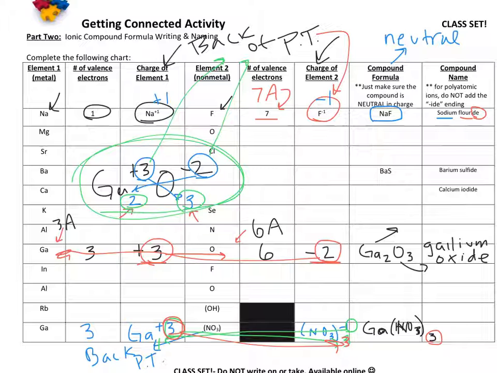Now the very last thing we need to do is name it. Here, Ga again is gallium. When we are working with polyatomic ions, remember from the rules of our notes, we do not change the name to IDE. So we just look at the name of the polyatomic ion and write it down. NO3 is nitrate, and so it's just gallium nitrate, just like that.